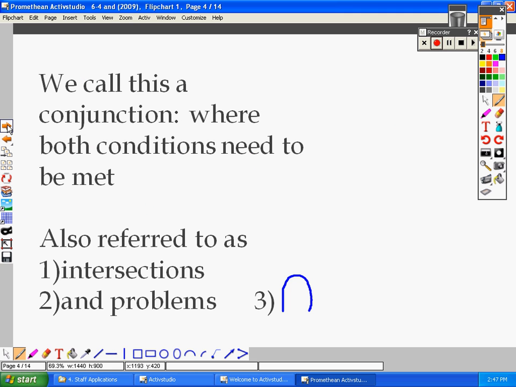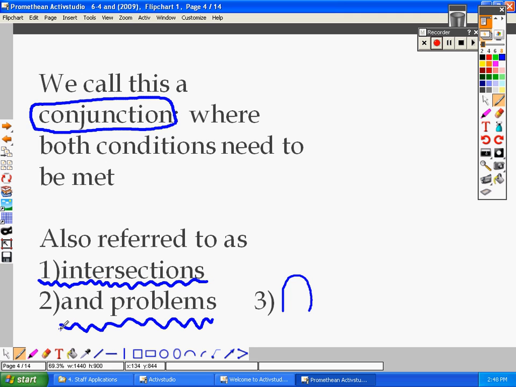Now, we call this a conjunction. It's just a fancy way of dealing with these "and" problems. It's when you use the word "and." In English, we call that a conjunction. And again, both conditions need to be met. Some math teachers might call this an intersection problem, and a lot of other teachers call them "and" problems.